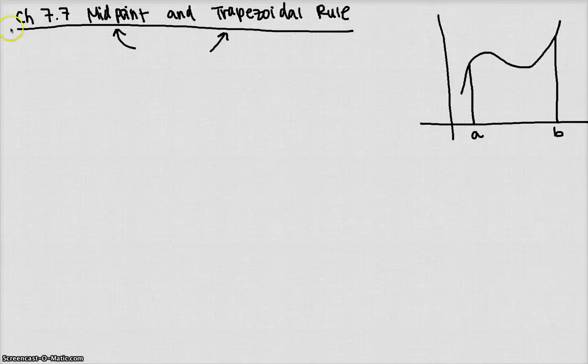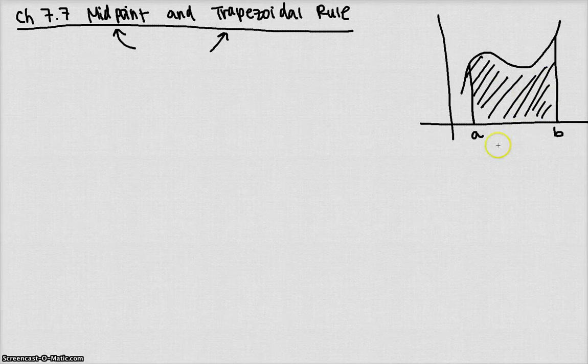Chapter 7.7 is the midpoint and the trapezoidal rule. Now, we're almost taking a step back, because with the midpoint and trapezoidal rule, we're going back to approximating the area under a curve. We already know how to find the perfect area under a curve.